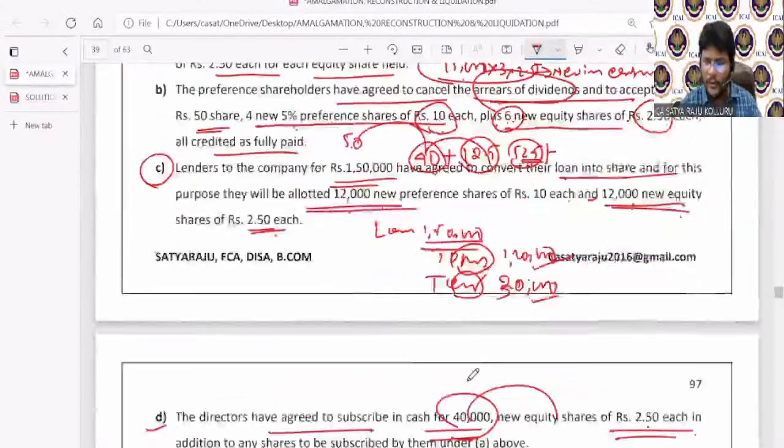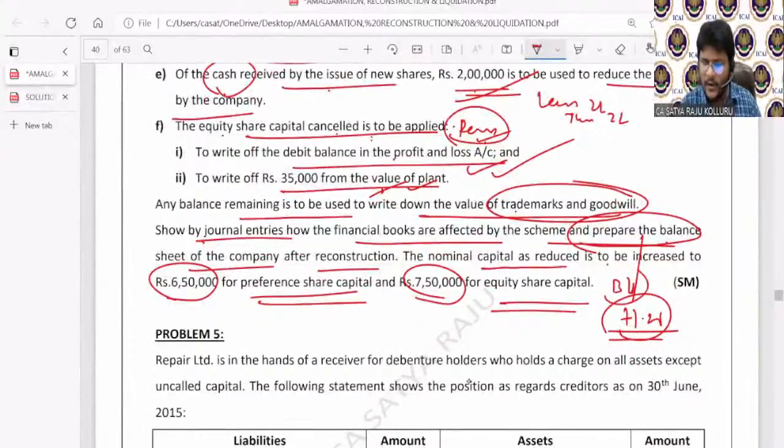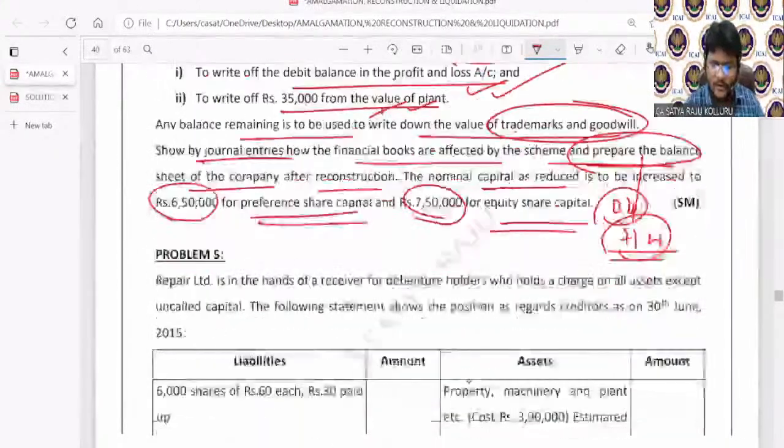I already told you, the balance sheet is homework. Prepare the balance sheet, all of you. You can cross check the answer with the printed solution, guys.